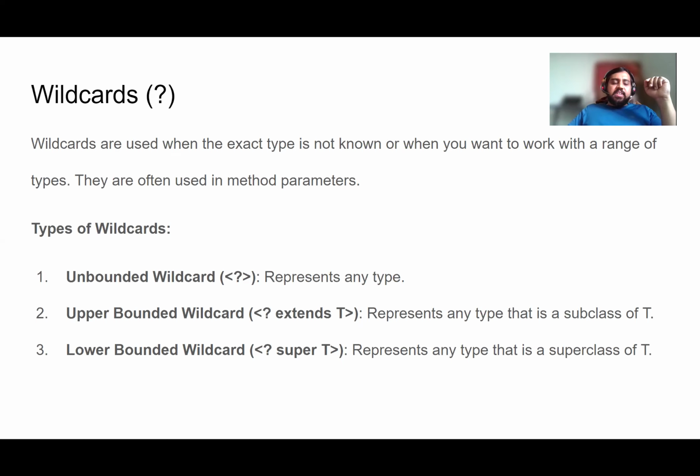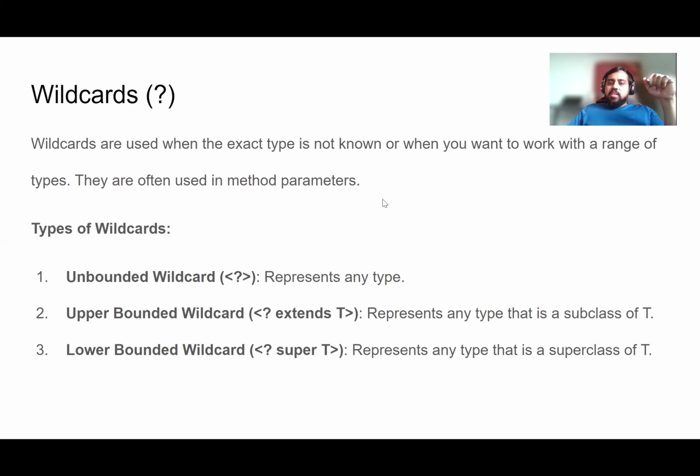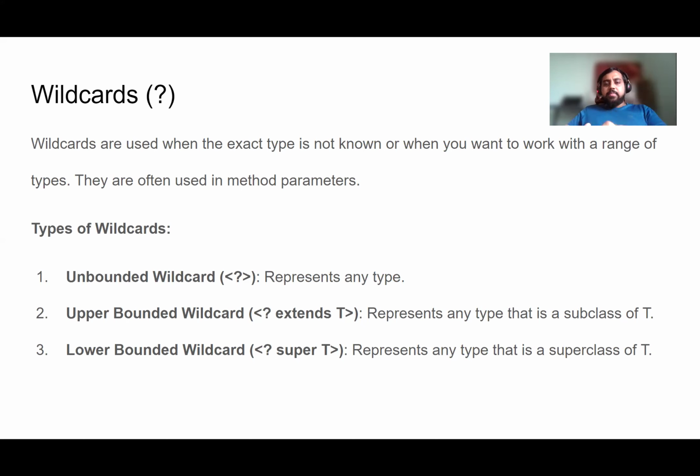Wildcards: we already saw in our lower bound that super of Integer we created, right? Here, the question mark where we defined super of Integer is what is called a wildcard. The wildcard is used where the exact type is not known. As you can see here, we don't know the exact type. When you want to work with a range of types, we often go with this wildcard. These are often used in method parameters.